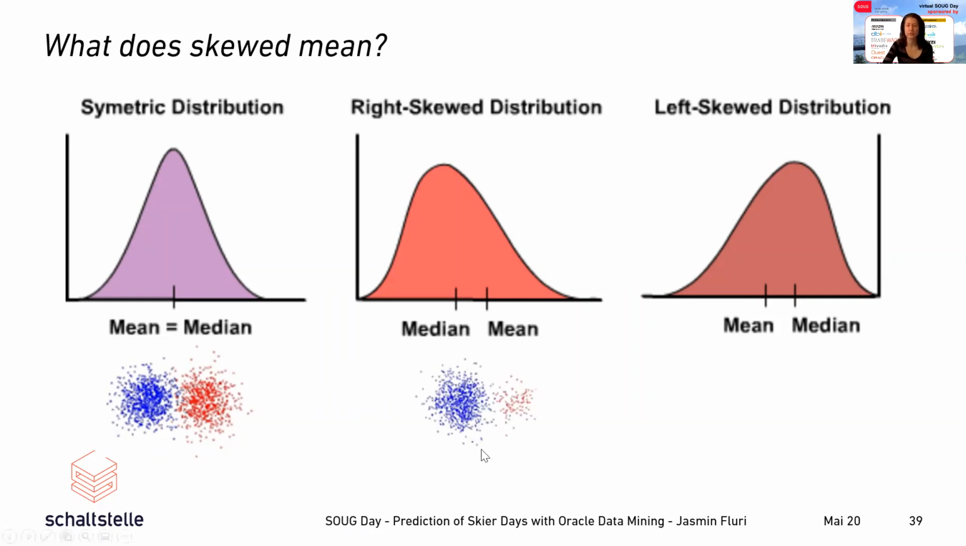The third possibility is a left skewed distribution, where the mean is further left from the median. And this would result in a majority of red dots compared to the blue dots.